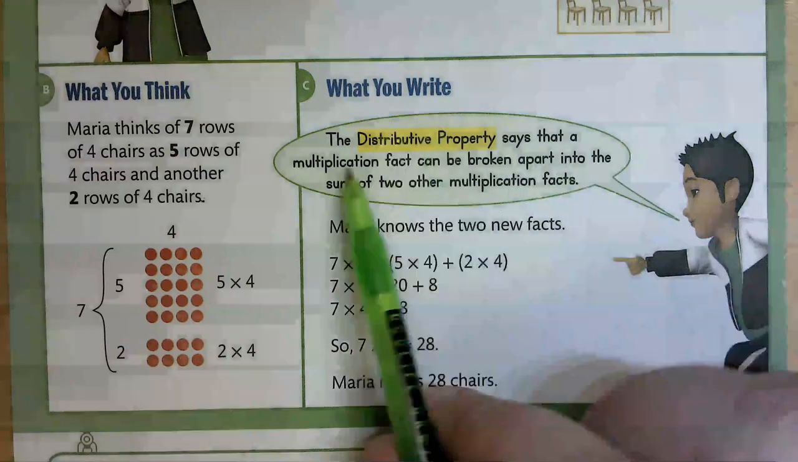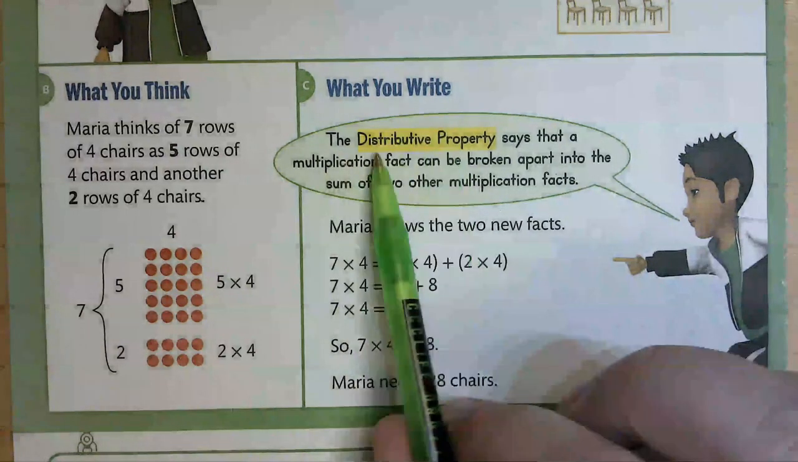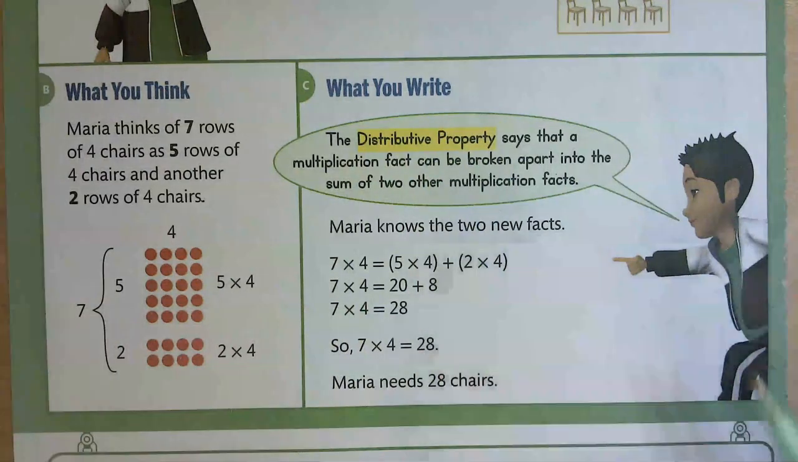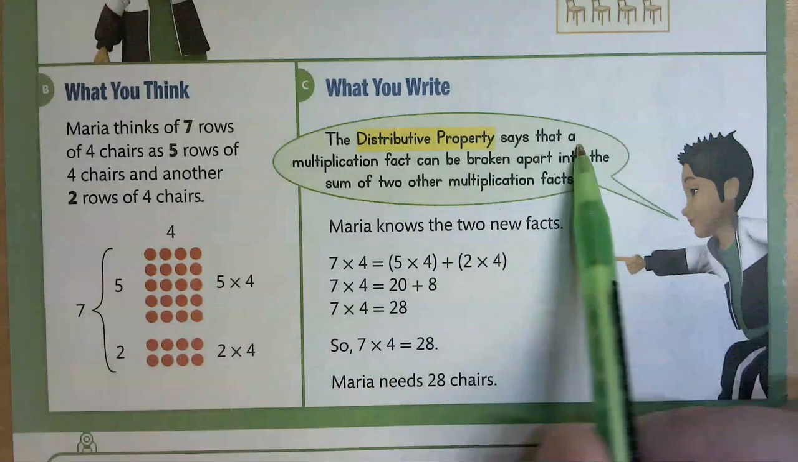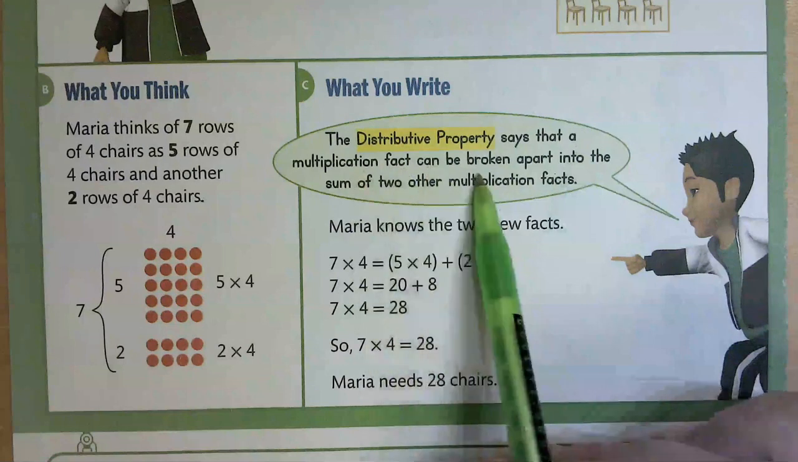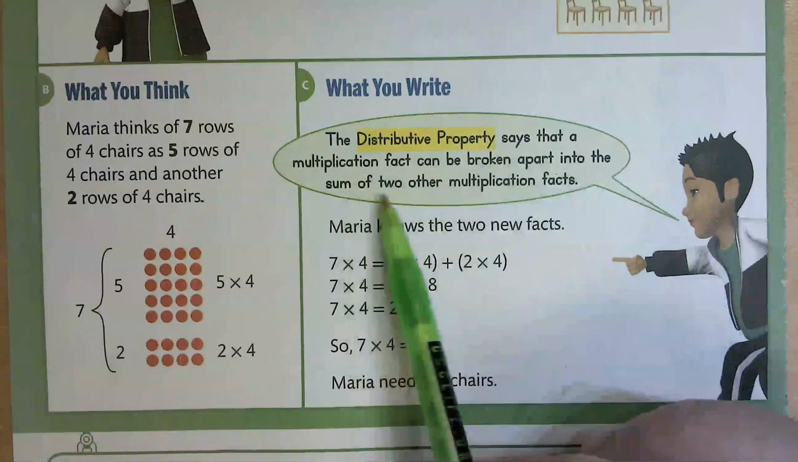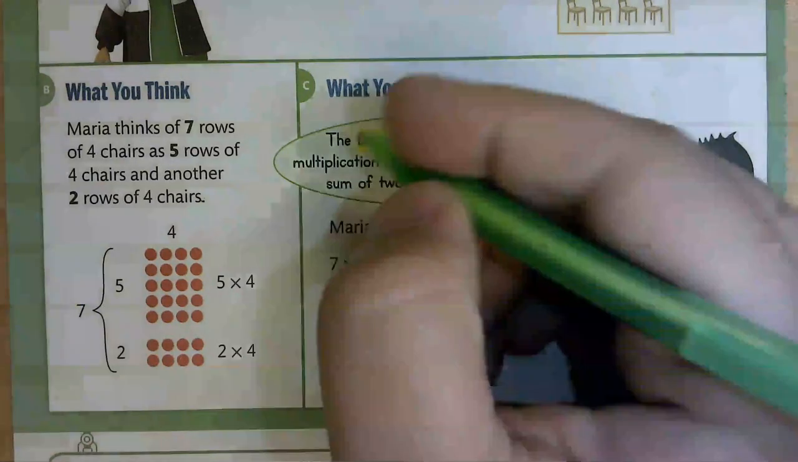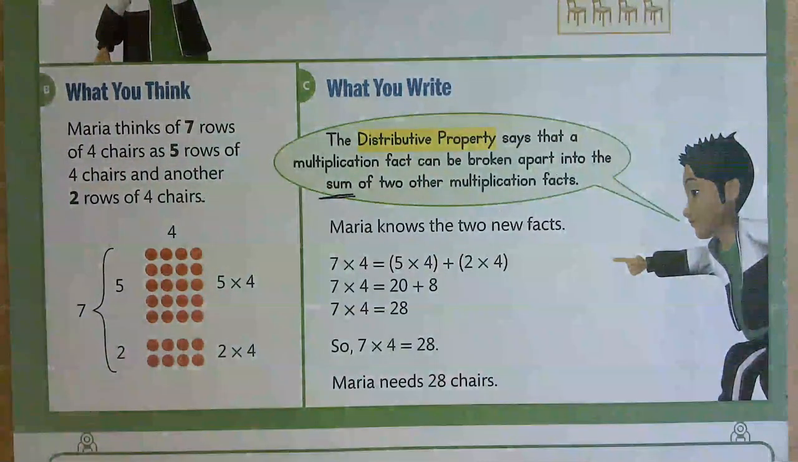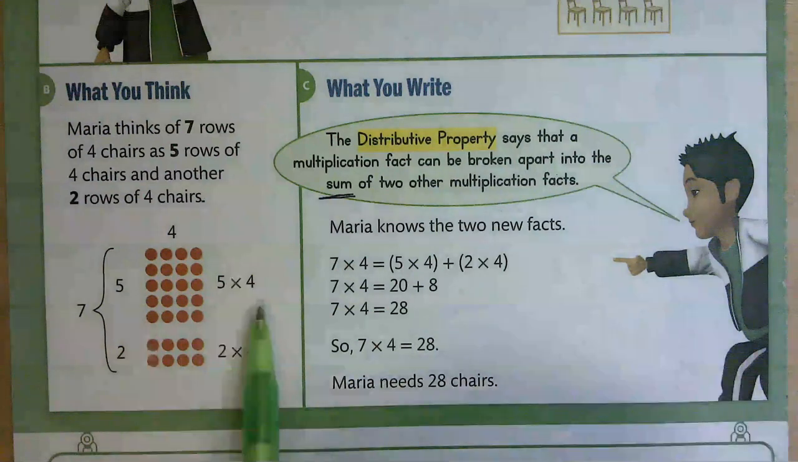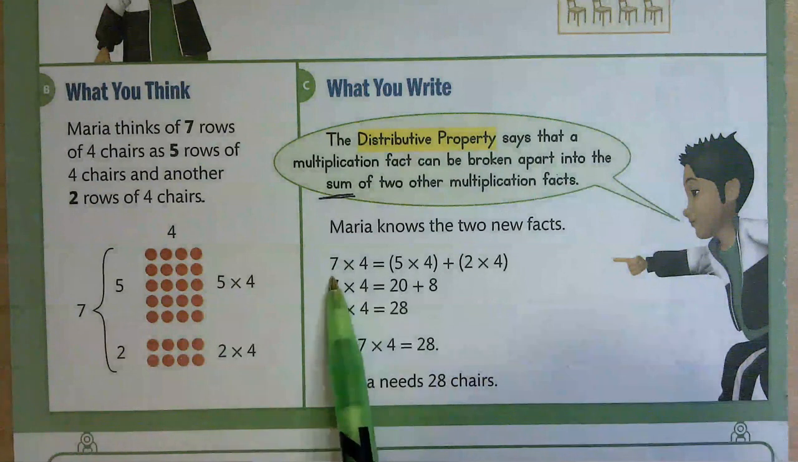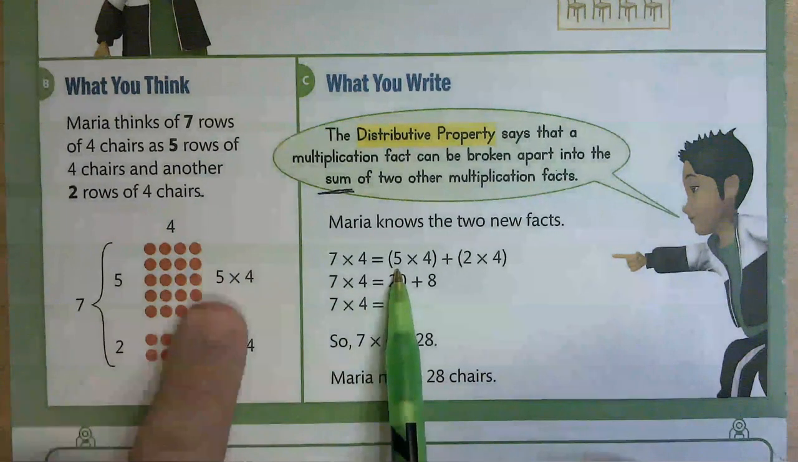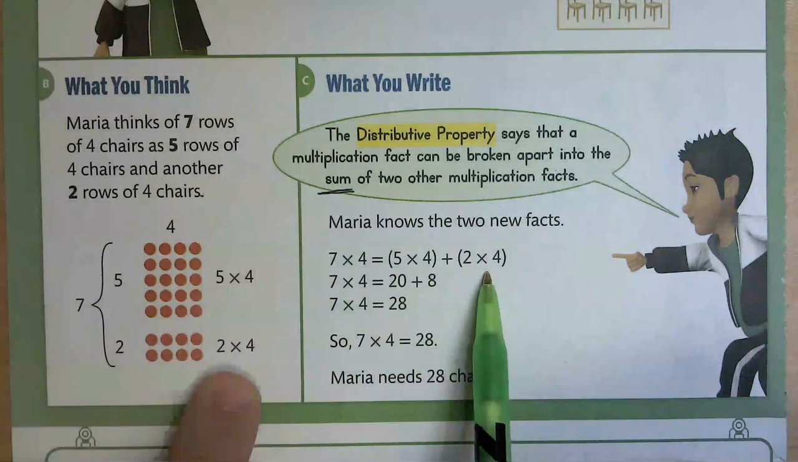All right, so box C says the distributive property, and anytime we see those yellow words, we know that's a vocabulary word, right? The distributive property says that a multiplication fact can be broken apart into the sum of 2 other multiplication facts. Sum means we add those 2 parts together. All right. So what we did on the other page is right here is, again, 5 times 4 and 2 times 4. So we had 7 times 4 and we broke it into 5 times 4, 2 times 4.